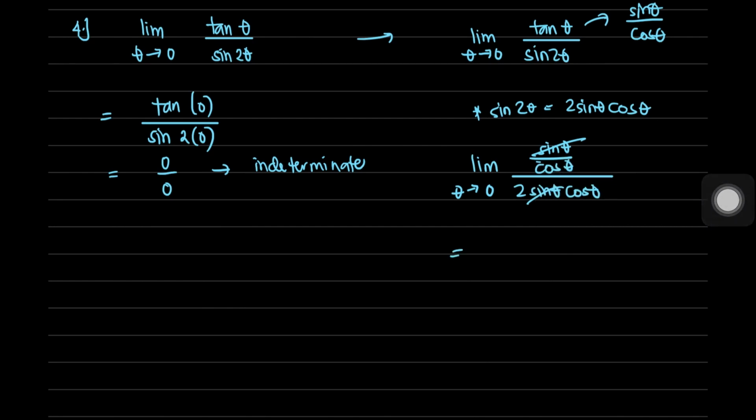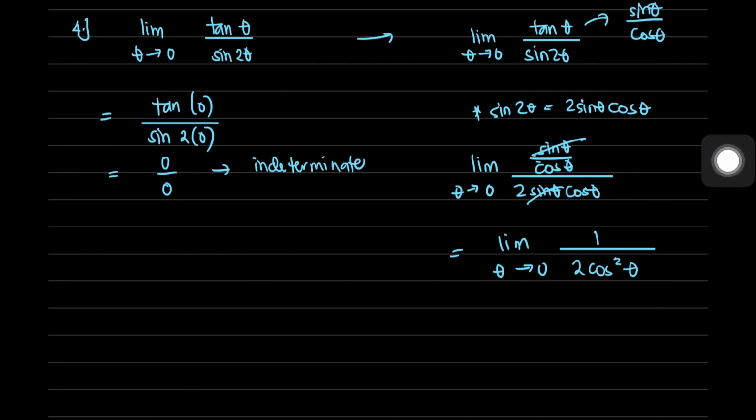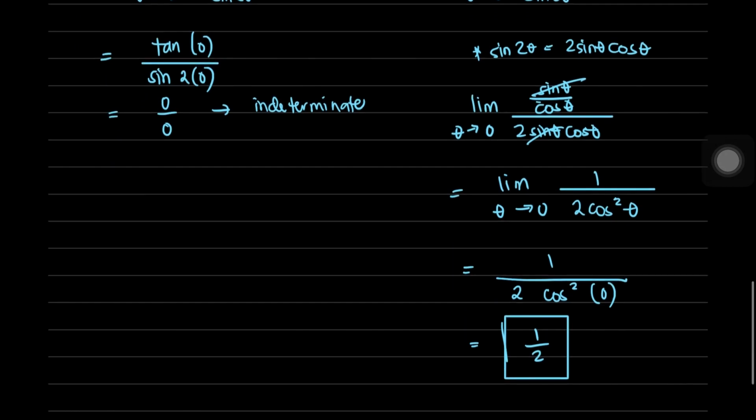So this is now equal to the limit of 1 all over 2 cosine squared theta as theta approaches 0. If we evaluate the function at theta equals 0, we have 1 all over 2 cosine squared of 0. Cosine squared of 0, or cosine of 0 quantity raised to 2, is equal to 1. So this is basically equal to 1 half.